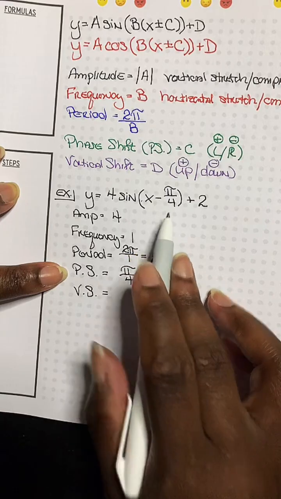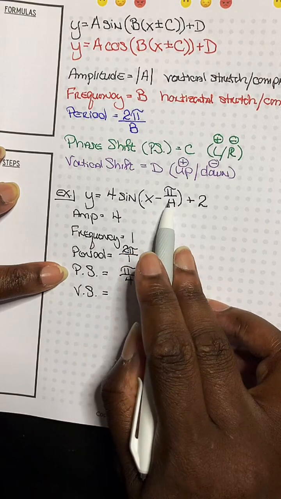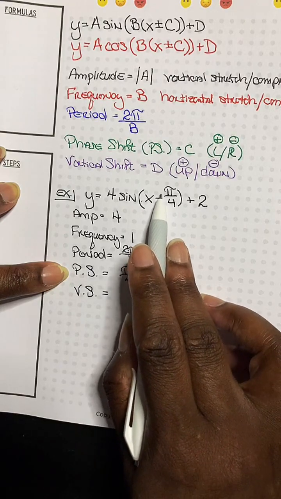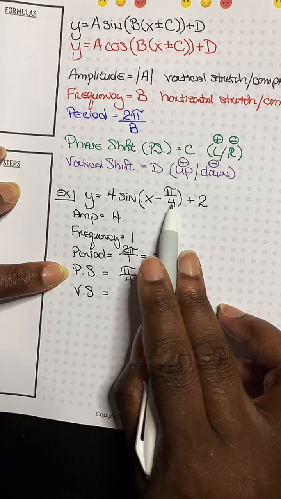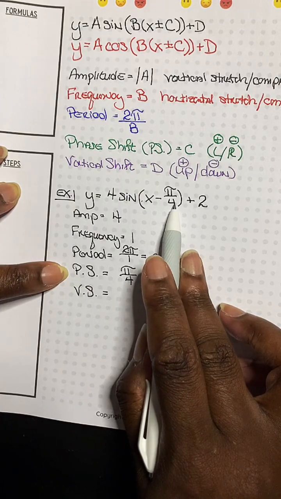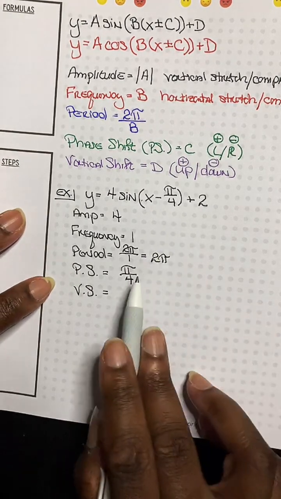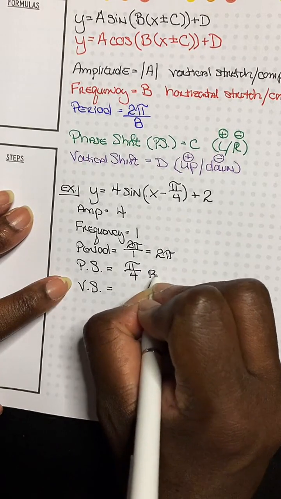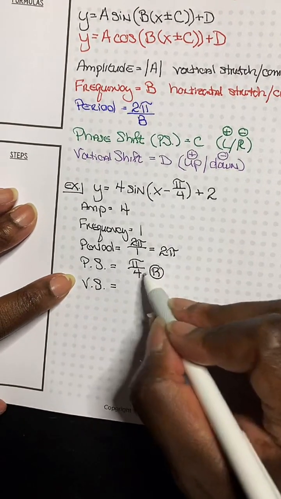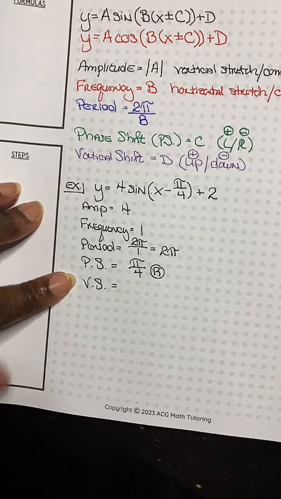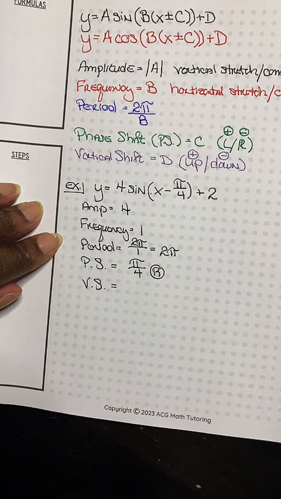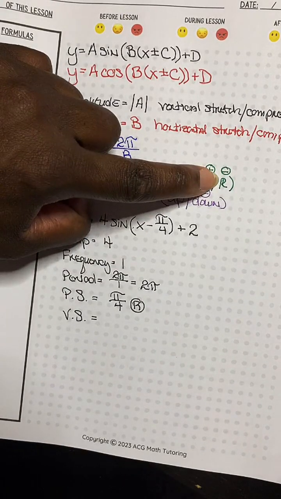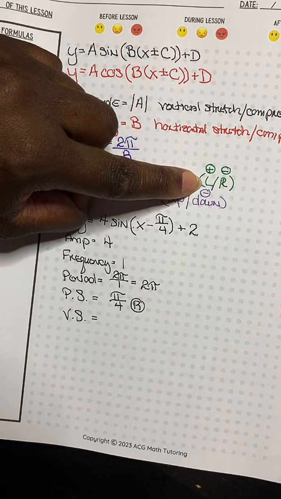So the original equation is always X minus your phase shift, your C. Since this has not done a sign change, that means this is still going to be positive. So my phase shift is going to shift to the right pi over 4. Minus sign, you're going to the right. Remember this? Plus sign, we're going to the left.